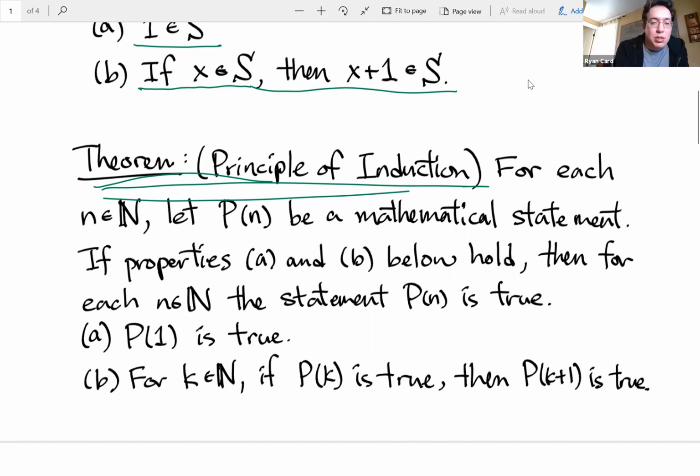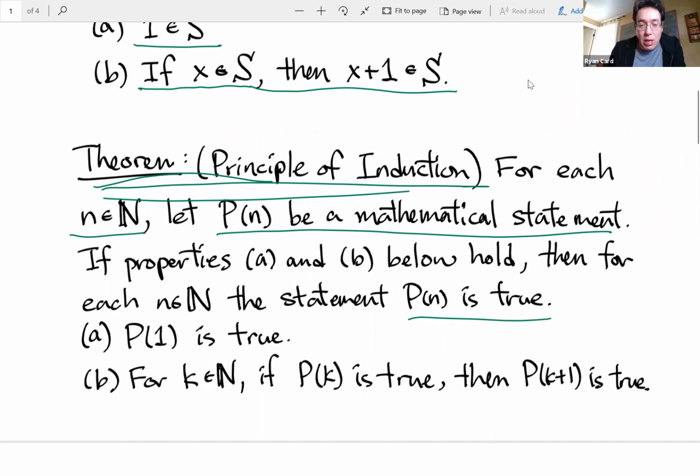For each natural number n, we let P of n be a mathematical statement. So this is a statement that depends on some parameter n, a natural number n. If properties A and B below hold, then for each n, the statement P of n is true. So as long as you check these two things, all of the infinitely many statements P of n will be true. The first step is to show that P of 1 is true. So the first mathematical statement has to be true.